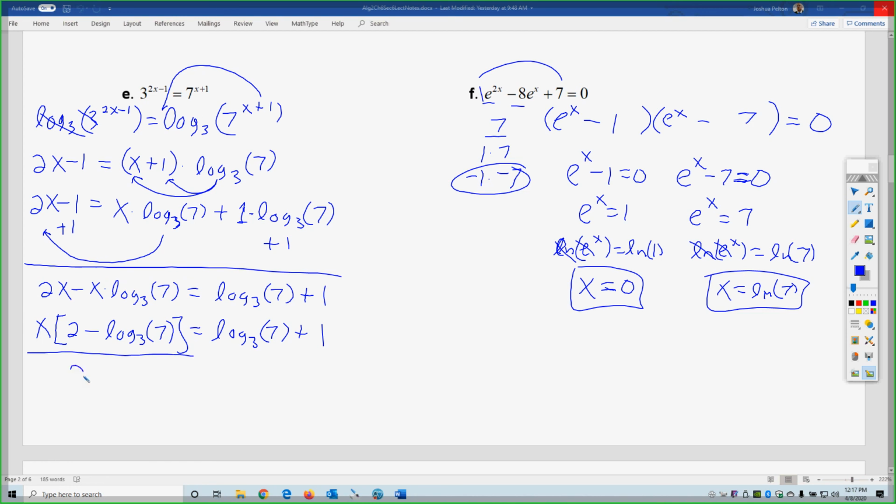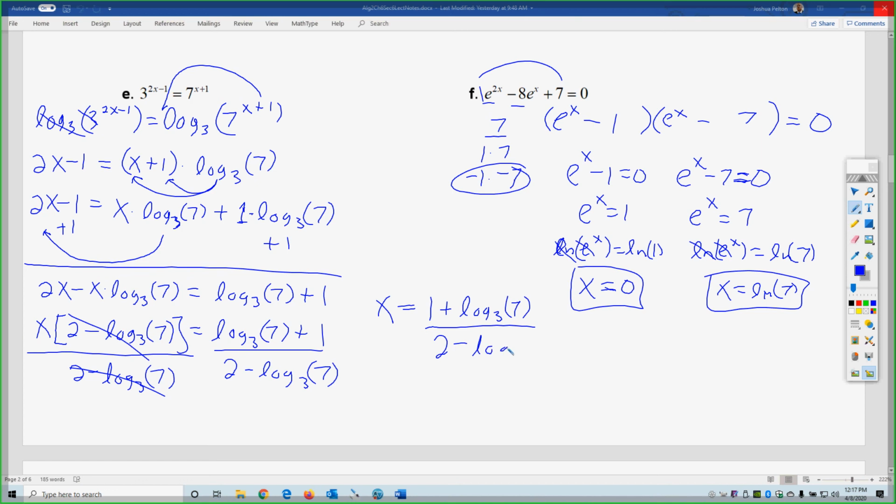I can divide by that binomial term now. Whoops, I forgot the 2, didn't I? 2 minus log base 3 of 7. So those would cancel, leaving us a final answer of x equals 1 plus log base 3 of 7 on the top, and on the bottom, 2 minus log base 3 of 7.